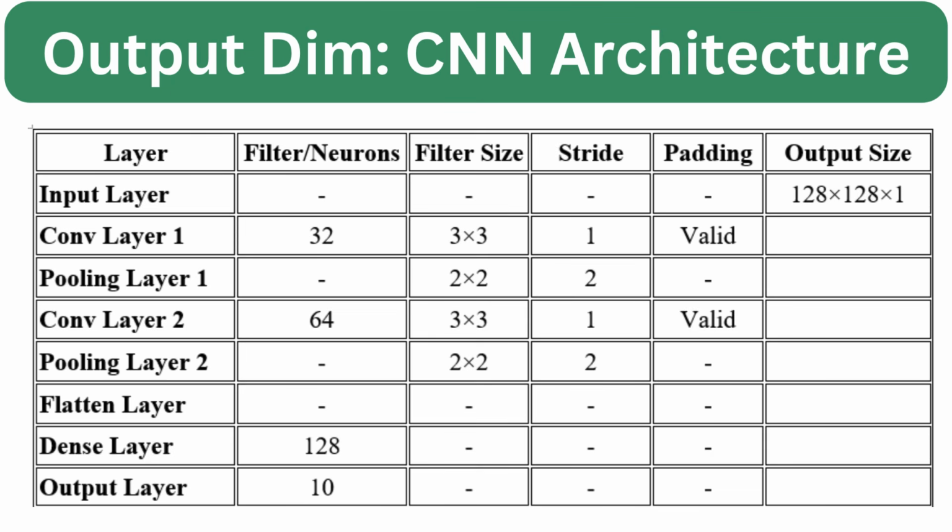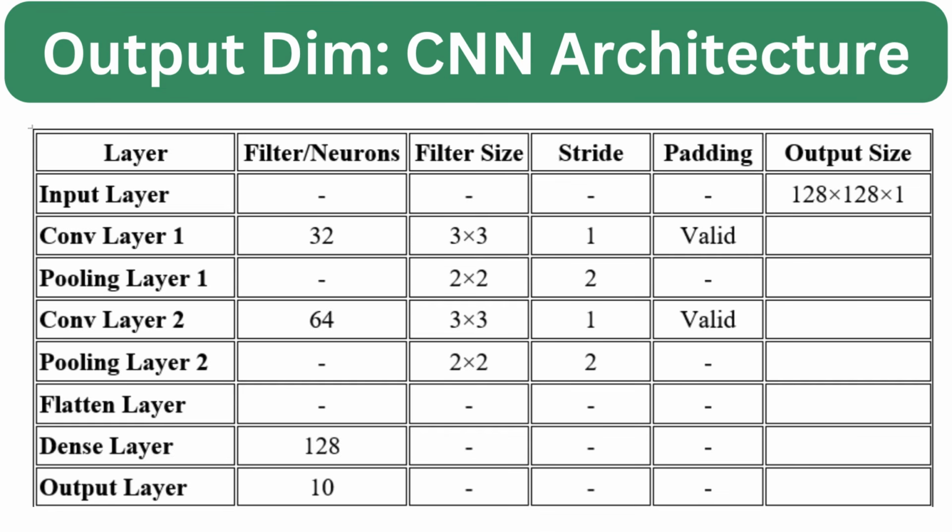Now let's perform a complete activity on the given CNN architecture. This architecture has different layers and we will go through them one by one. So first we have an input layer which has an input of 128 by 128 by 1. Then we have the first convolutional layer that contains 32 filters of size 3 by 3. The stride is 1 and padding is valid. Valid padding means there is no padding. Then we have a pooling layer with a filter of size 2 by 2 and stride equals to 2.